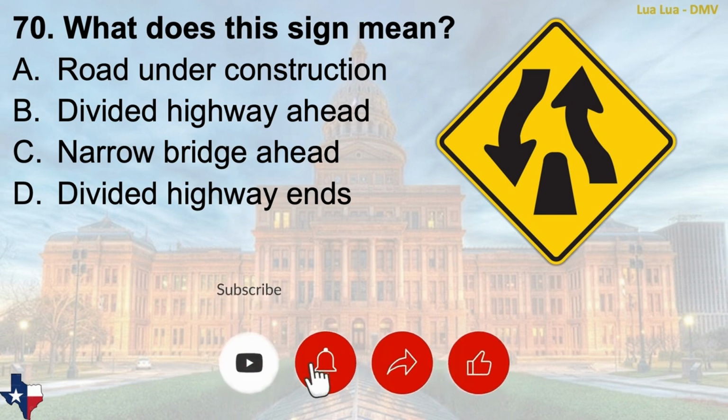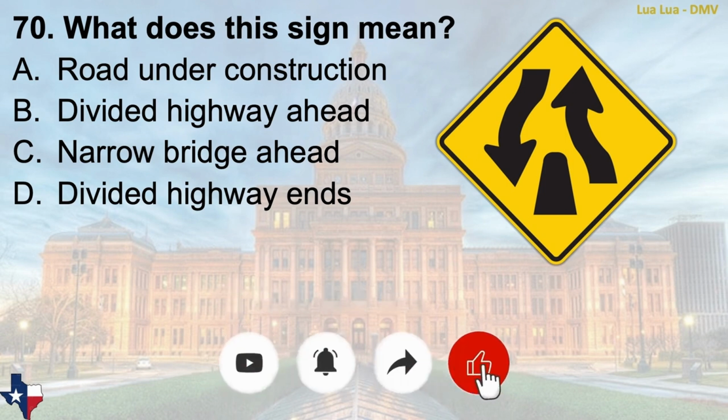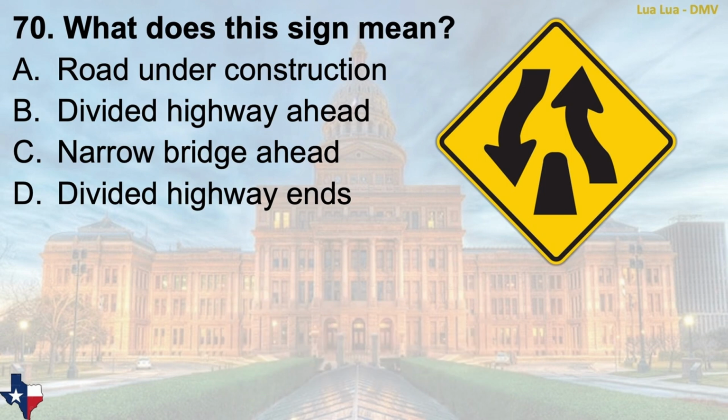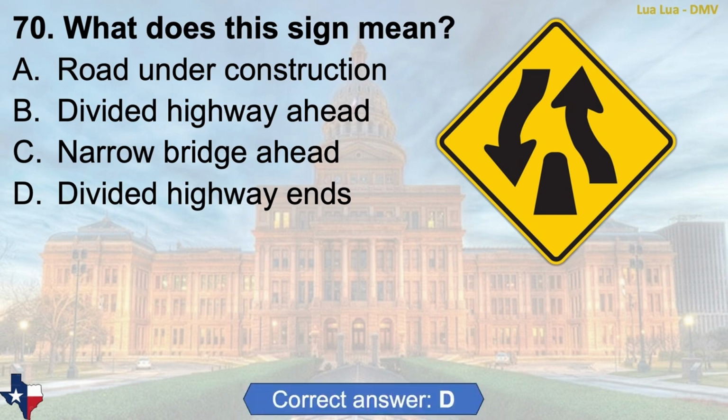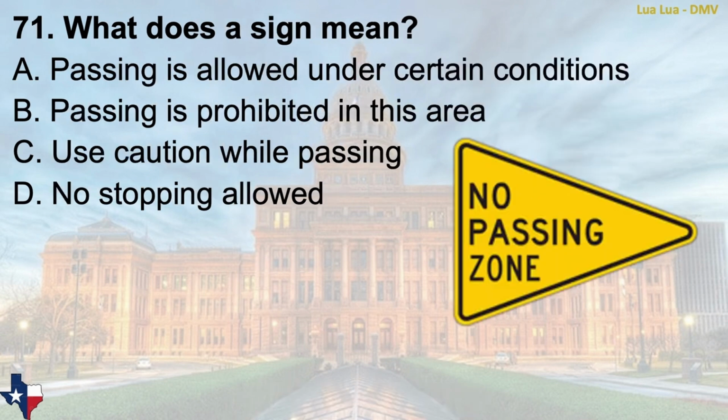Question 70. What does this sign mean? A. Road under construction. B. Divided highway ahead. C. Narrow bridge ahead. D. Divided highway ends. The correct answer is D. Divided highway ends.